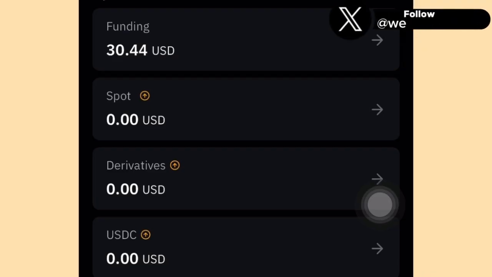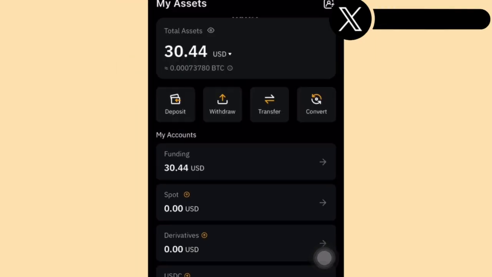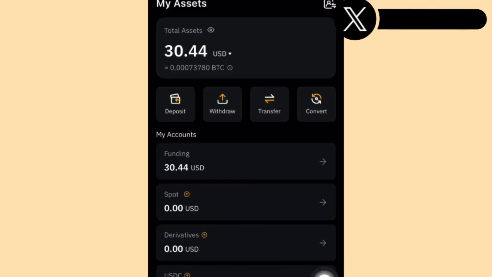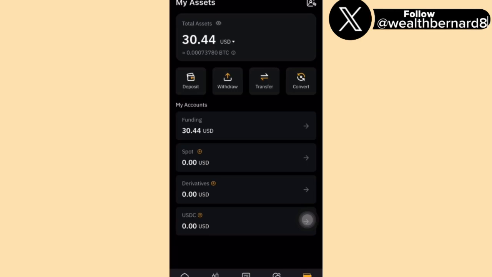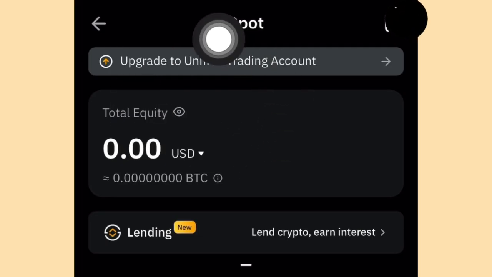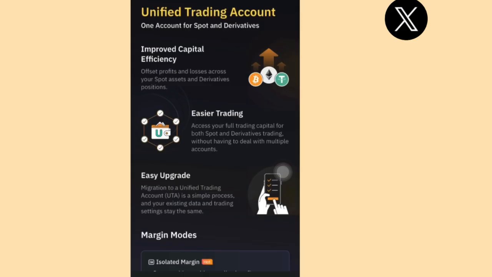So what we're going to be doing is upgrading our account right now. I'm going to be upgrading my spot account, which is spot and derivative, to the Unified account, which is the current update on Bybit. To do that, I'm going to click on Spot, and at the top right you're going to see it says Upgrade to Unified Trading. As I said earlier, unified trading is the same as spot and also derivative. I'm going to click on it, and you're going to see what they say.